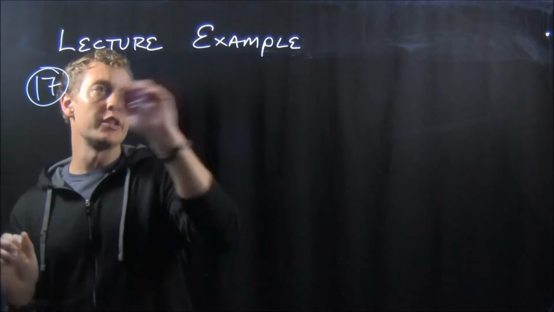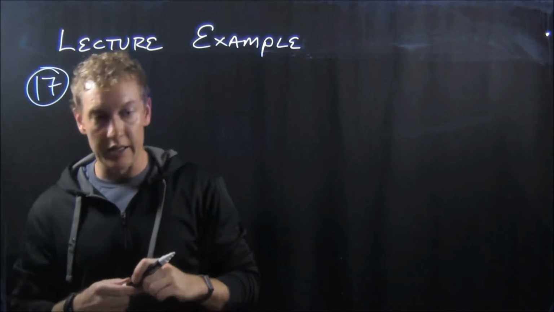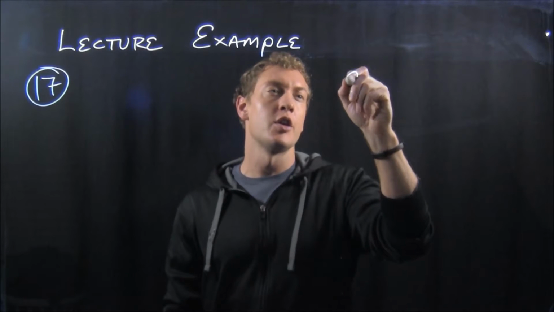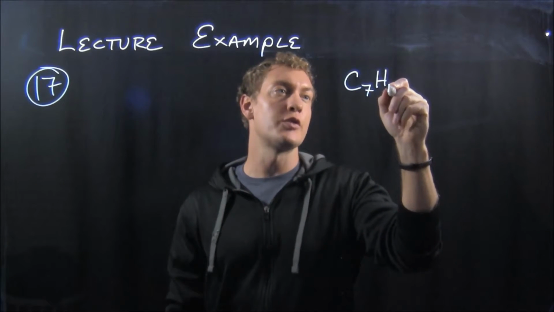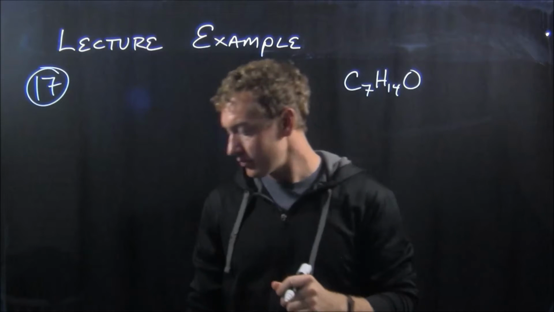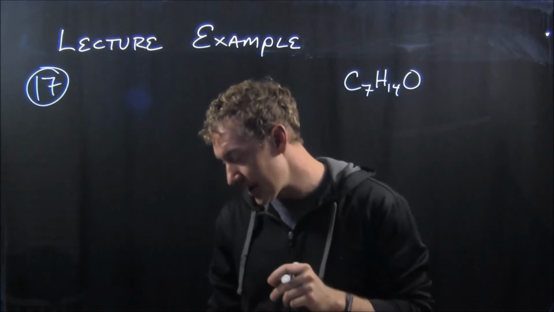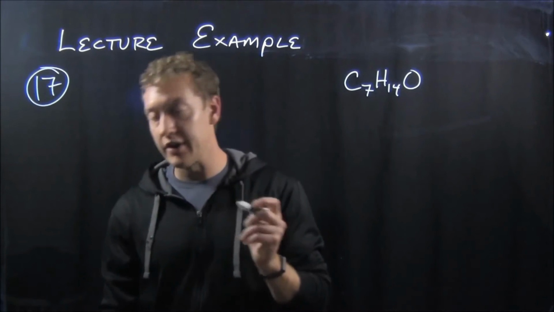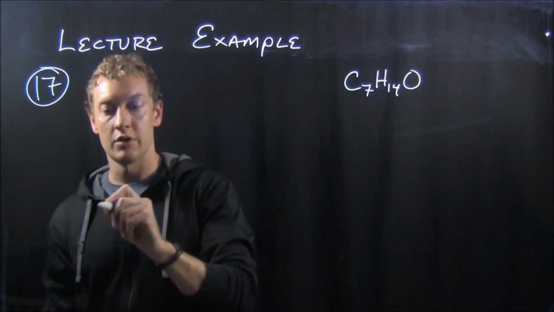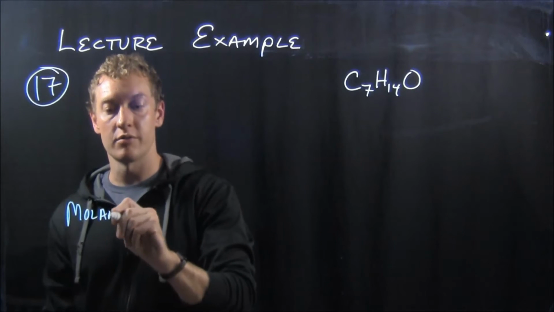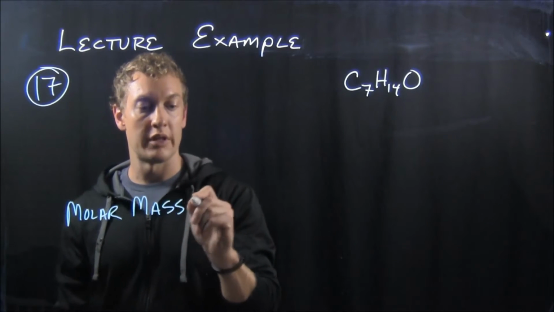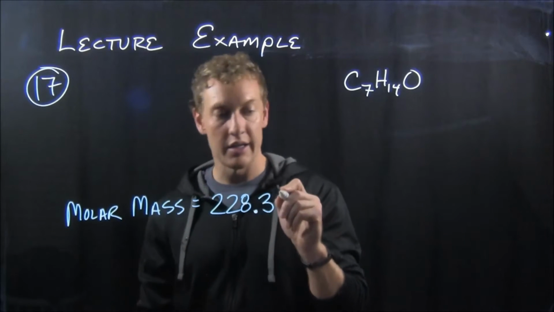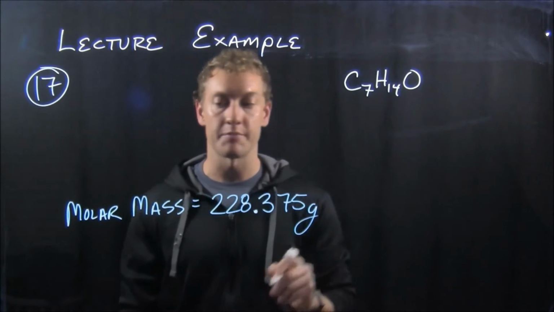This is number 17 from the lecture examples. In number 16, we found that the empirical formula for our compound was C7H14O. Then in number 17, it tells us to find the molecular formula, given that the molar mass is equal to 228.375 grams.